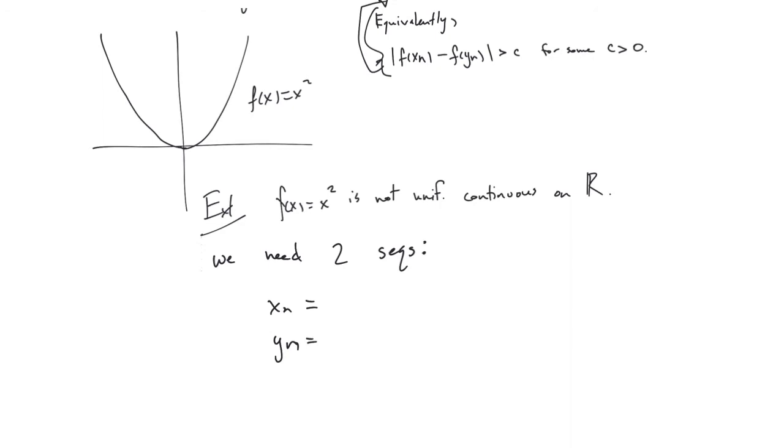Here's a hint. I'm not going to say 1 over n. That's because 1 over n, its values approach 0. And around 0, nothing weird is going to happen, because that's not the issue when it comes to uniform continuity of this function. So not 1 over n. That's one of my favorite sequences, but not today. Any idea? Something else I could use?